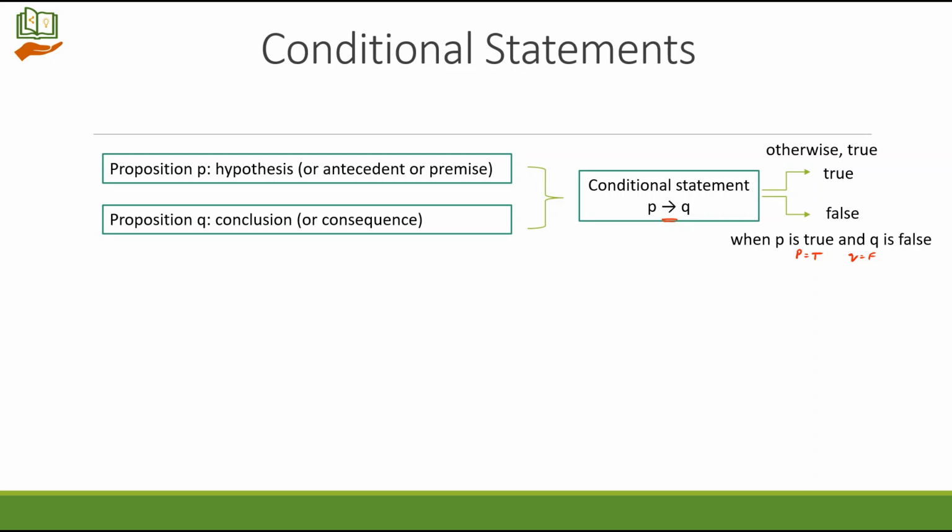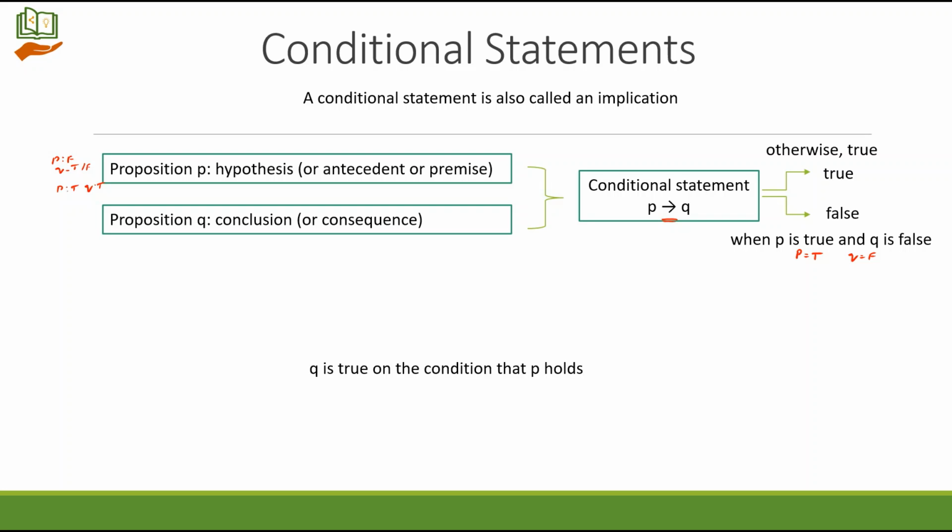So we are not worried about the false hypothesis. It means when P is equal to false, Q can either be true or false, that is not an issue. But when P is true, Q must be true is the only condition. So when P is true, Q must be true. If P is false, we don't care whether Q is true or false. So that is the case of this particular conditional statement. A conditional statement is also called an implication, and that's why we term this as implies operator. Q is true on the condition that P holds.